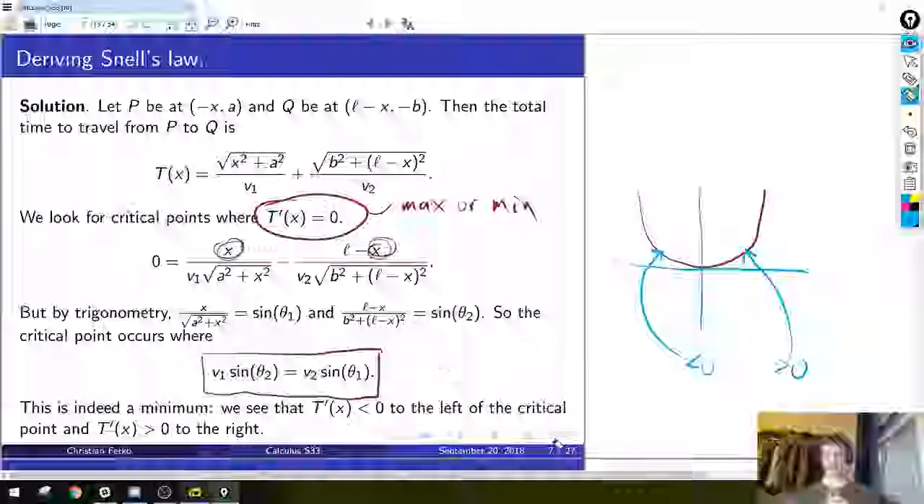So that's good. I'm just being systematic and checking that we've actually found a minimum instead of a maximum by accident. But okay, good. So if you're convinced of that, then we have successfully derived Snell's law.